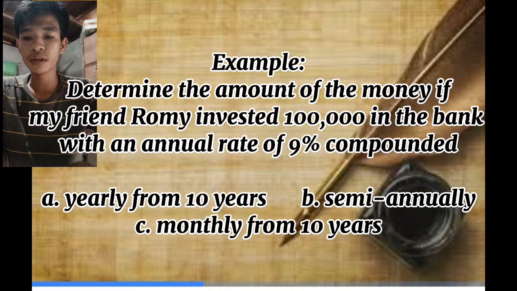So, another example. Determine the amount of money if my friend Romy invested 100,000 in the bank with an annual rate of 9% compounded: A. Yearly for 14 years. B. Semi-annually. And C. Monthly for 14 years.